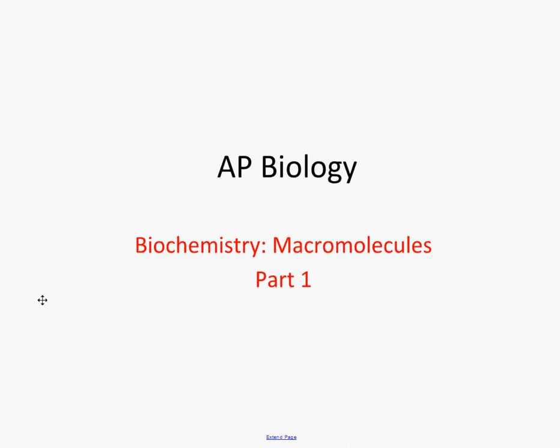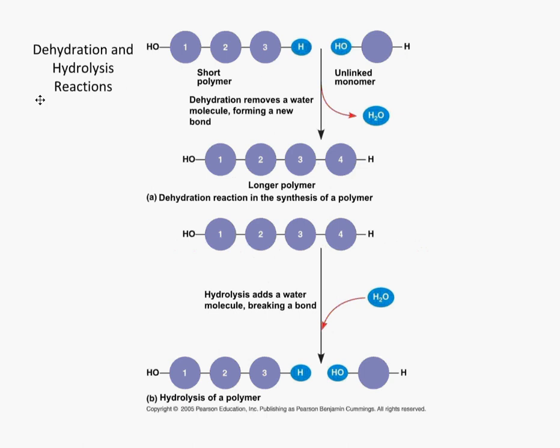This is Unit 1 of AP Biology, beginning to talk about macromolecules, and a couple things to start off our discussion on macromolecules that are necessary for all macromolecules are these two reactions. The dehydration synthesis reaction, sometimes you'll see it just called dehydration, but I do like to call it dehydration synthesis, and hydrolysis reactions.